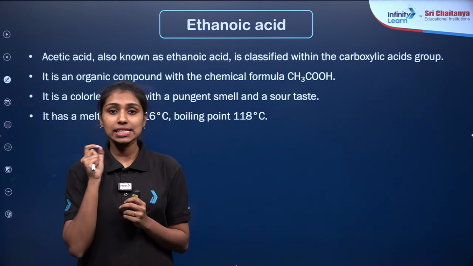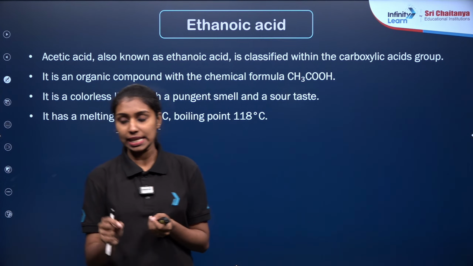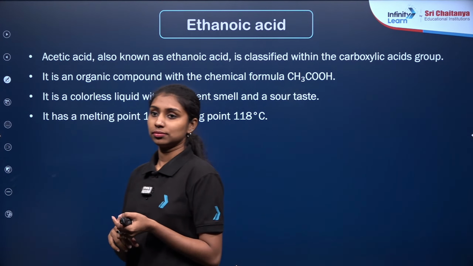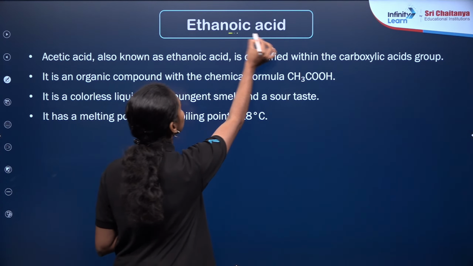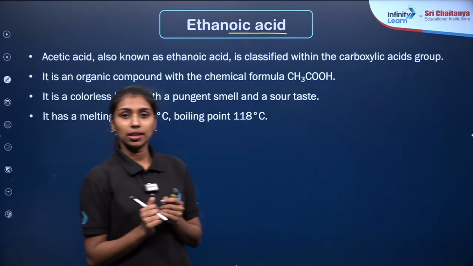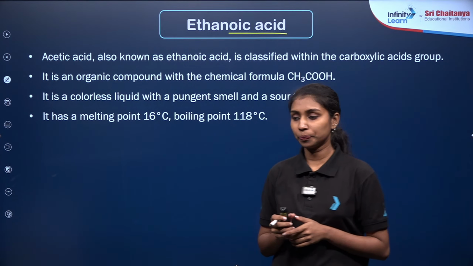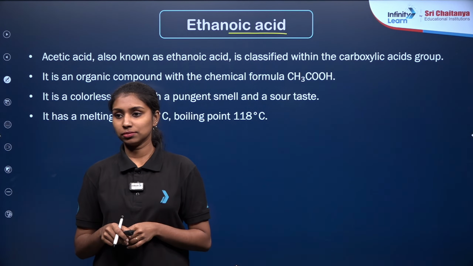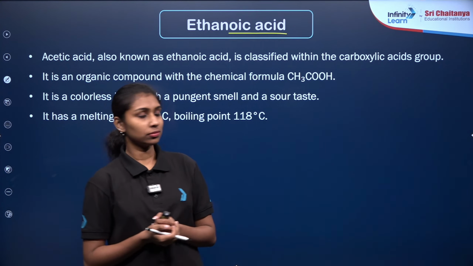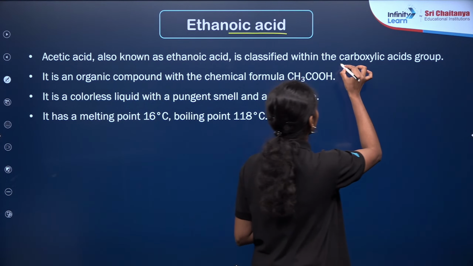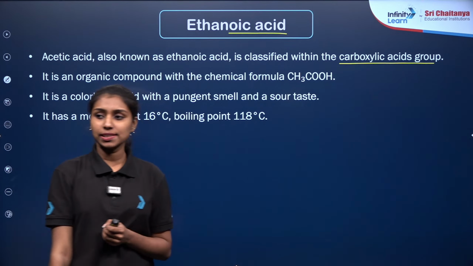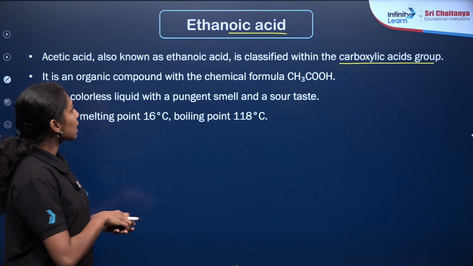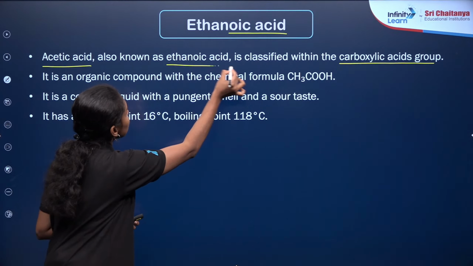Now we are moving to the next carbon compound, that is known as ethanoic acid. So what will be the functional group present in the case of ethanoic acid? The name itself, oic acid, is the suffix for the functional group. Just read from the slide also, it is given: carboxylic acid group. So the common name of this compound is acetic acid, or it is also known as ethanoic acid.